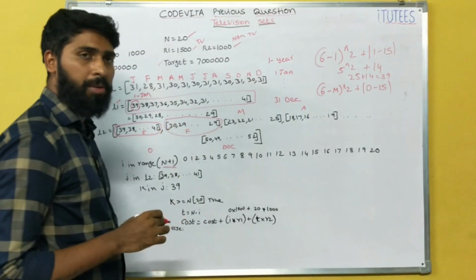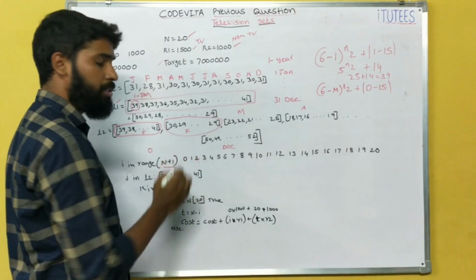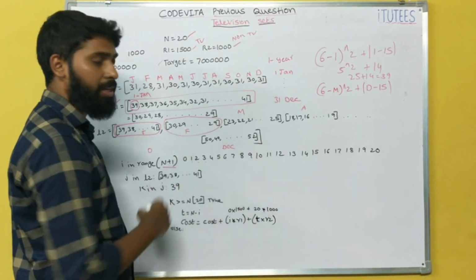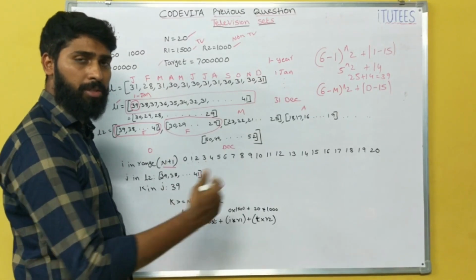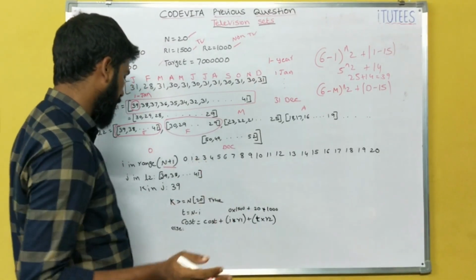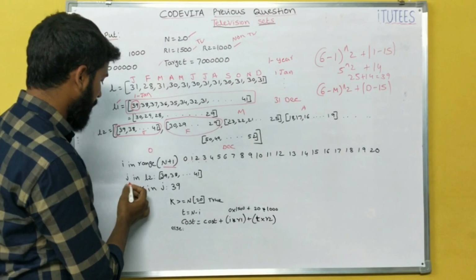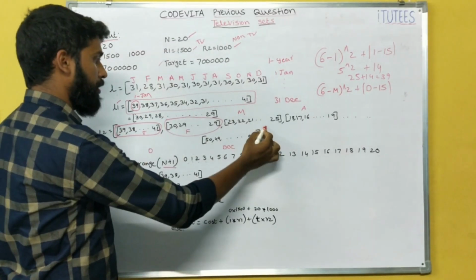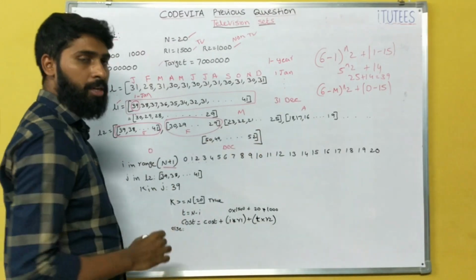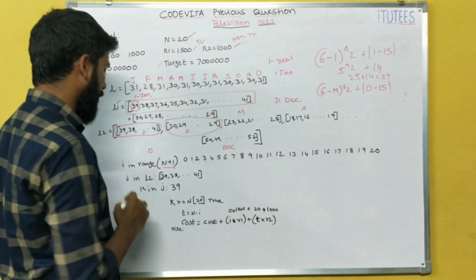If in the next iteration I am taking the TV as 1, so this is 1, so non-TV rooms are 20 minus 1, that is 19. In the next iteration, 3 are TV rooms, non-TV is 17. Okay, we discussed that. So next, j in L2. What is L2? So L2 is this. All the months are in L2.